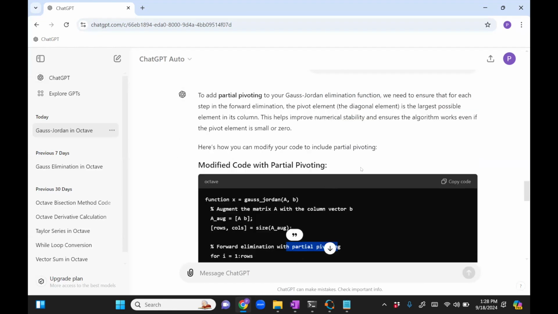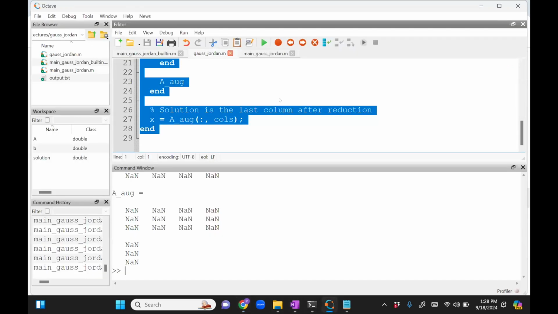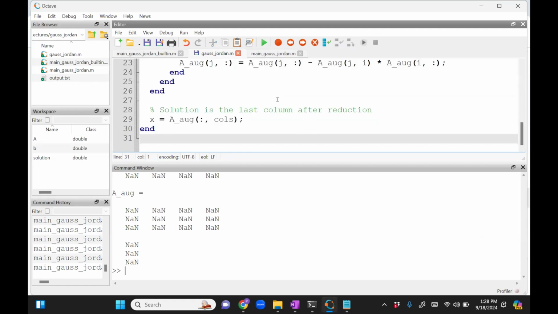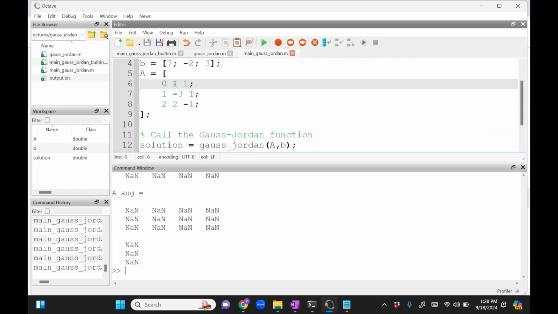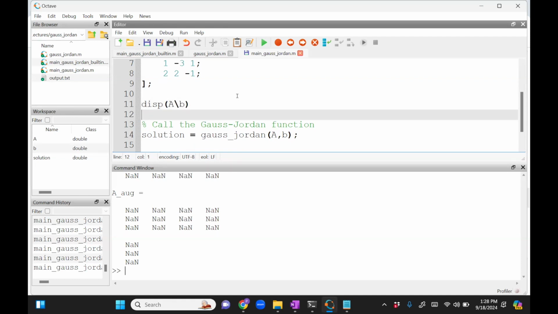Okay, so let's take this code, and then we just switch our code with that code. Okay. Now, if I run this with 0, well, I could also check it, right? So how would I check it? Well, I could do this A, right? This is how you can do it without using Gauss Jordan, just A/B, which is the same as inverse B. So let's run this.